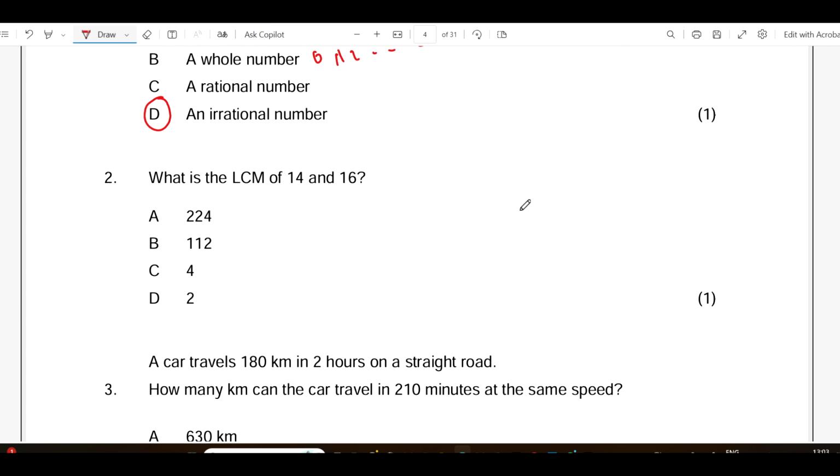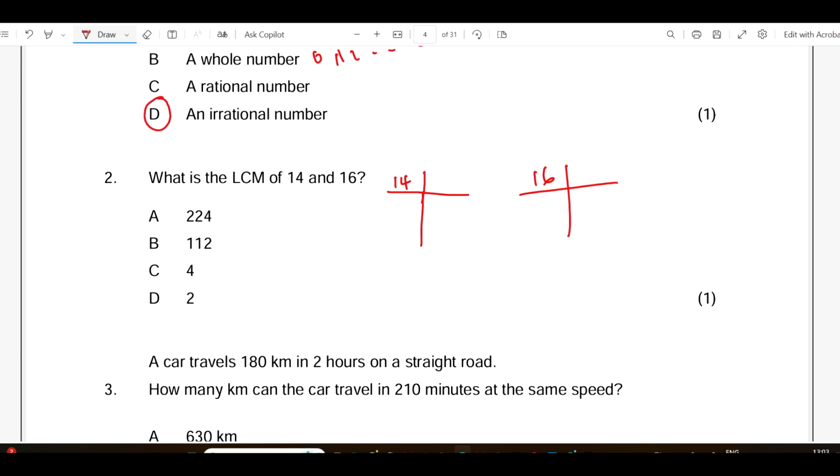Okay, let's proceed to number 2. What is the LCM of 14 and 16? 224, 112, 4, or 2. Guys, the only way we can simply get the answer for LCM is when we use a tree diagram. So when we use this tree diagram, here we'll put 14, here we'll put 16.